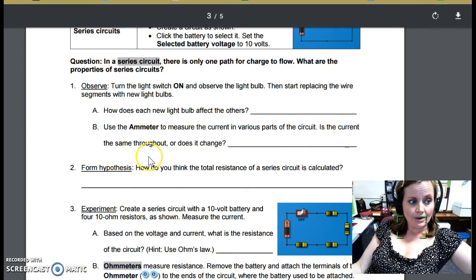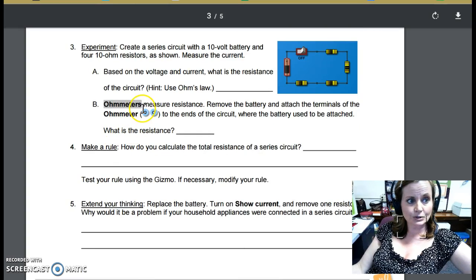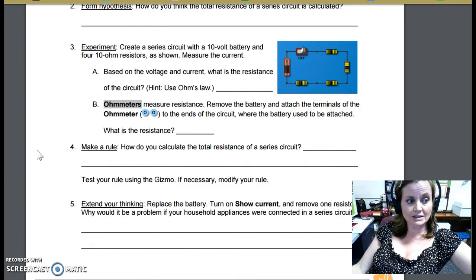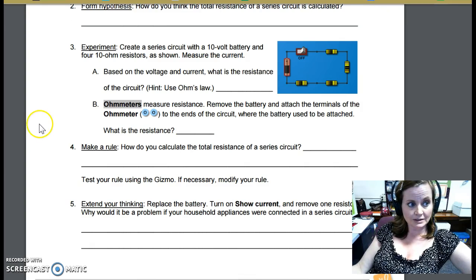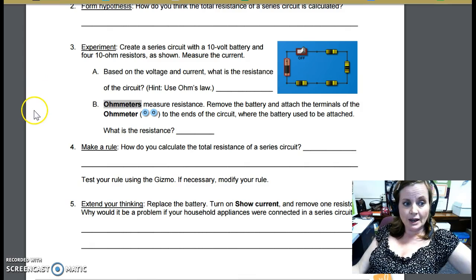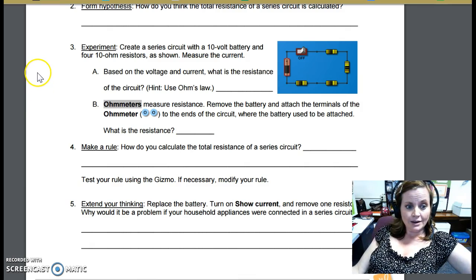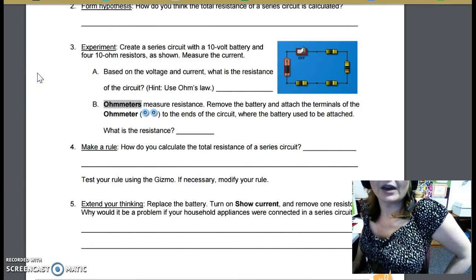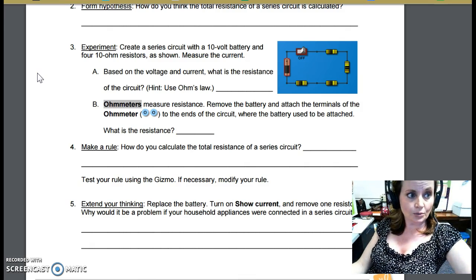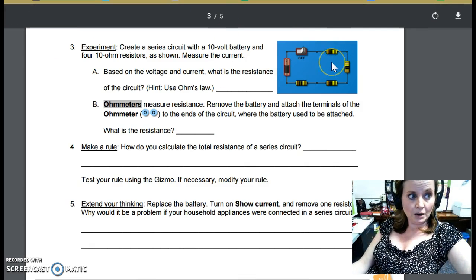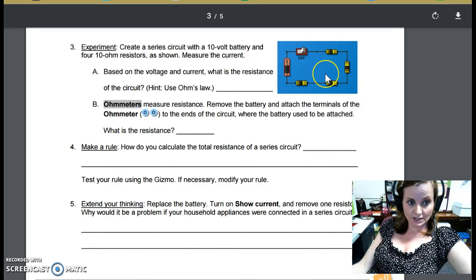And then you're going to talk about it, form your hypothesis. And then it's going to ask you to make a series circuit with a 10-volt battery and 4 10-ohm resistors. It says, based on voltage and current, what is the resistance of the circuit? So you need to look at Ohm's law to determine what you think the resistance of the circuit would be with 4 10-ohm resistors.